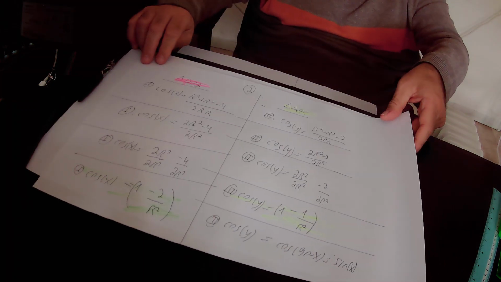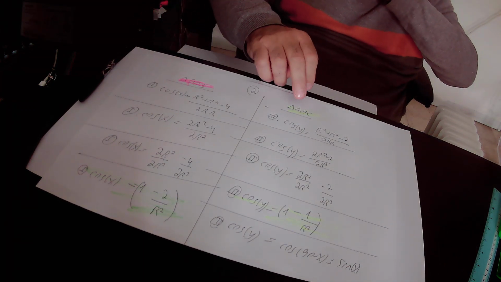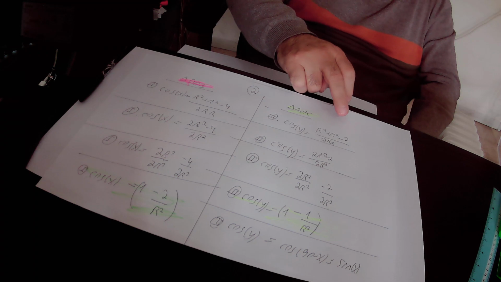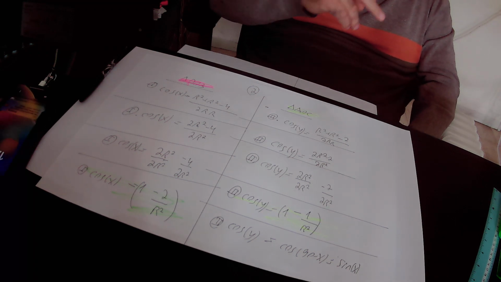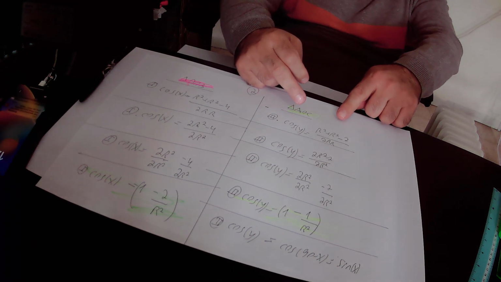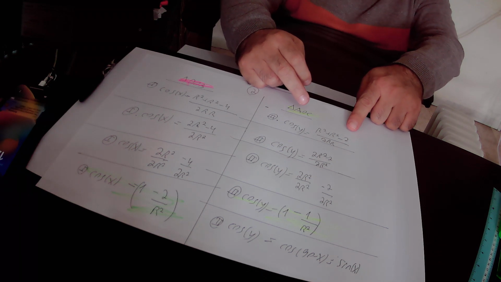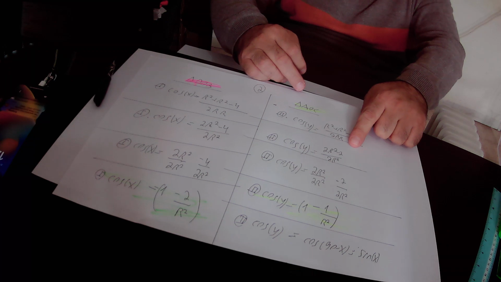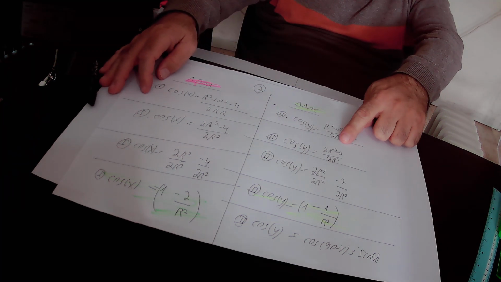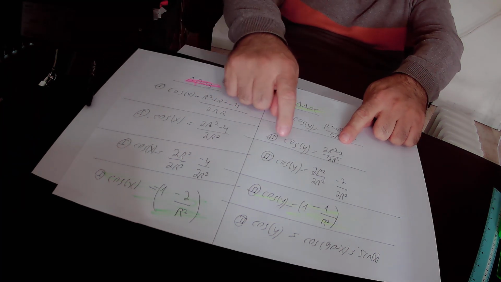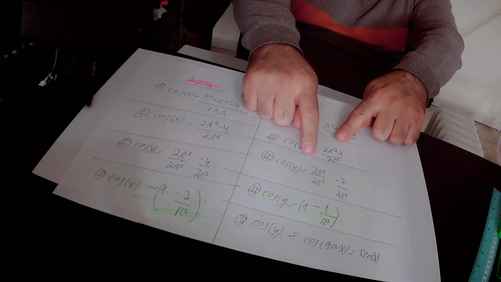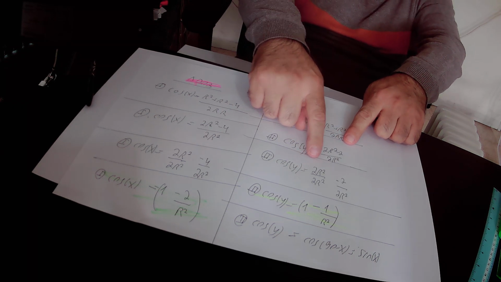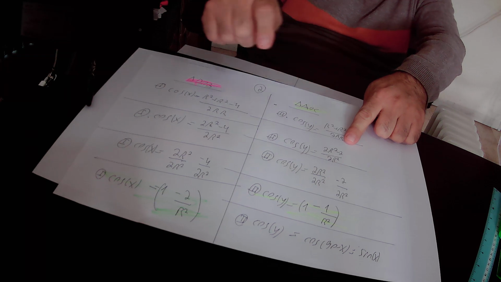According to the law of cosines in the yellow triangle AOC, cosine y equals r squared plus r squared minus 2 over 2 times r times r. So cosine y equals r squared plus r squared is 2r squared, minus 2, over 2 times r times r, that is 2r squared. Okay, then we split this expression into two parts. The first part is 2r squared over 2r squared, and the second part is minus 2 over 2r squared.